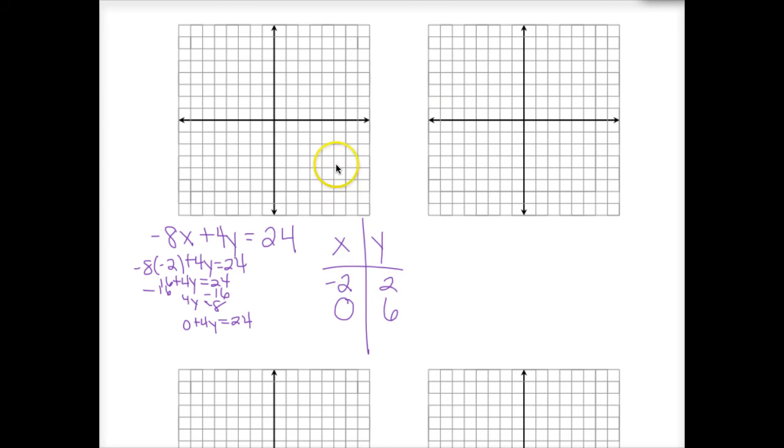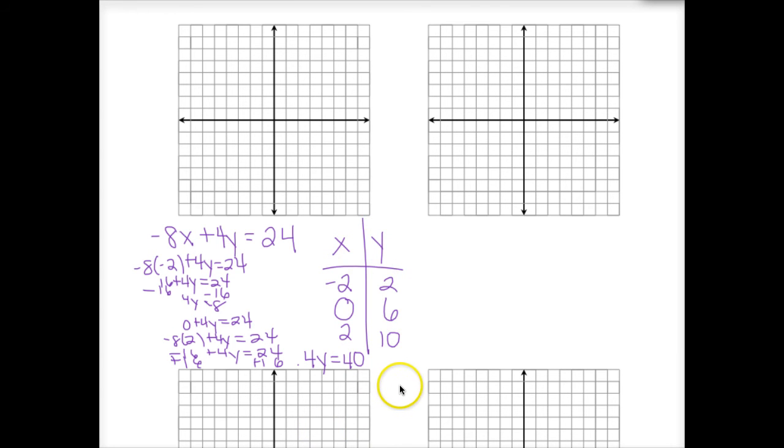All right, great. So then I want to say pick something positive. So let's say that I want to pick 2, just because it makes a very lovely pattern. You do not have to make a lovely pattern. If I plug in positive 2 for x, I get negative 8 times 2 plus 4y equals 24. This gives me negative 16. Then I have to add 16 to both sides. 24 plus 16 is 40. I've got 4y equals 40. Divide, and y would be 10.